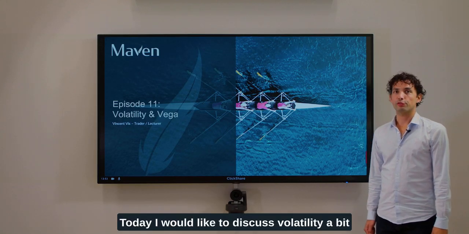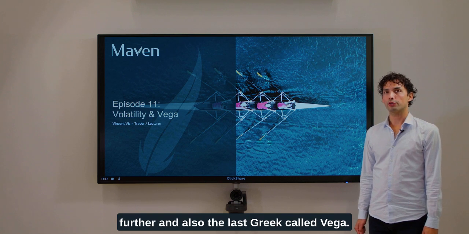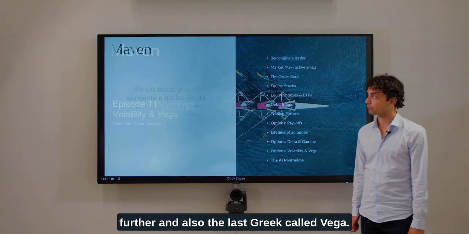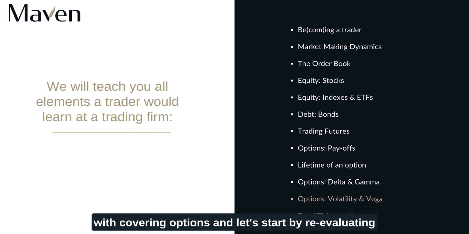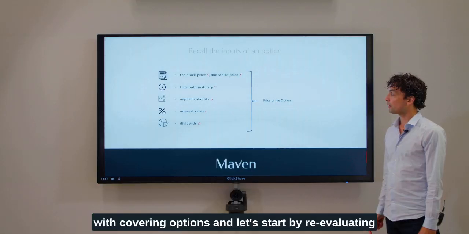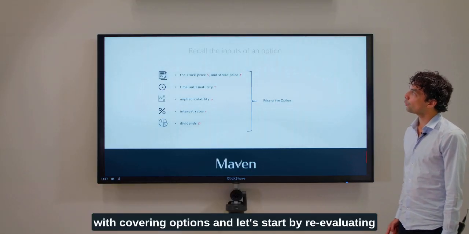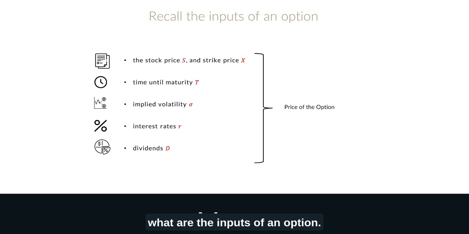Today I would like to discuss volatility a bit further and also the last Greek called Vega. As you can see, we are still busy with covering options. And let's start by re-evaluating what are the inputs of an option.